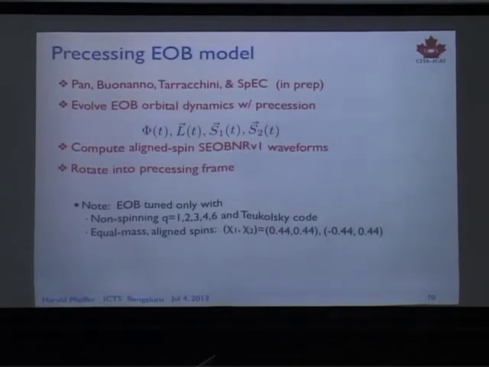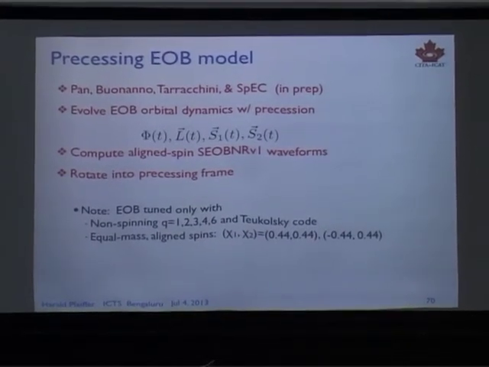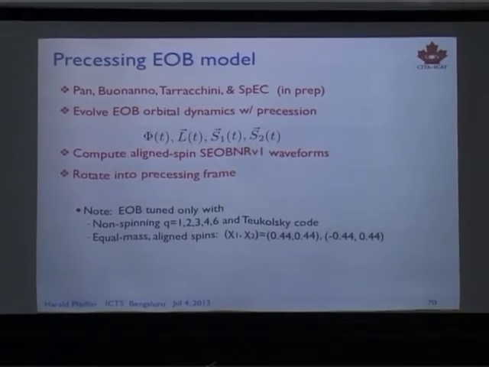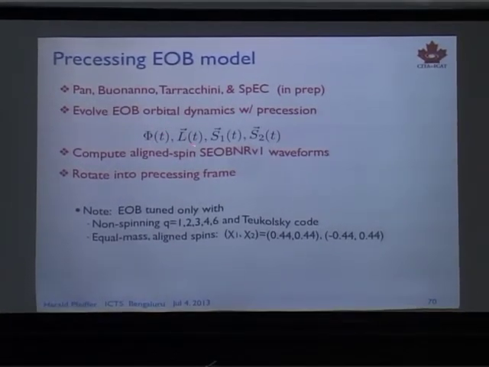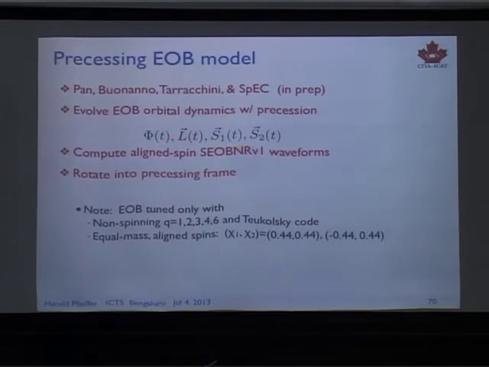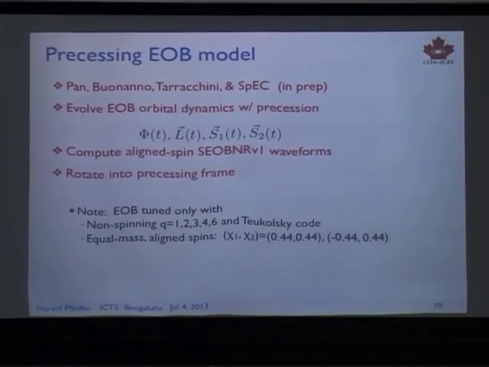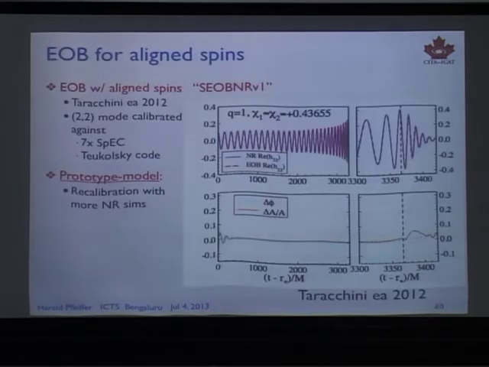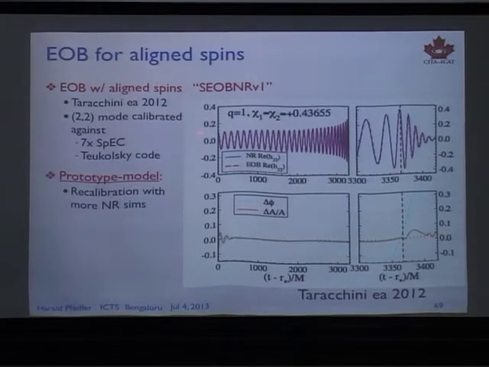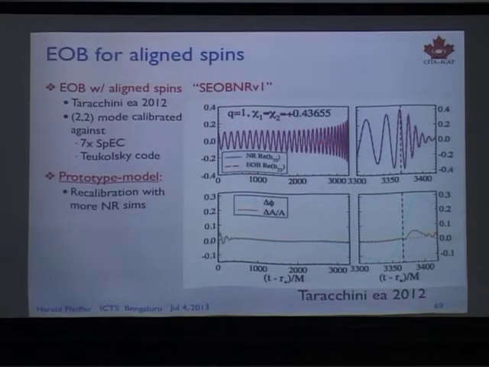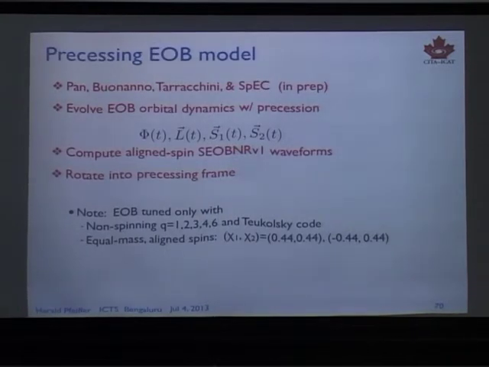What we are right now about to finish, or rather our collaborators at Maryland, Yi Pan, Alessandra Buonanno, and Andrea Taracchini, is a first precessing EOB model. The idea here is to evolve the EOB orbital dynamics with precession. You solve for the orbital phase, orbital angular momentum, and the spin vectors as a function of time. You then take the aligned spin waveforms we had computed earlier and rotate them into the frame that is aligned with the orbital angular momentum.